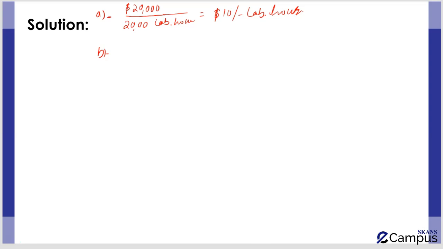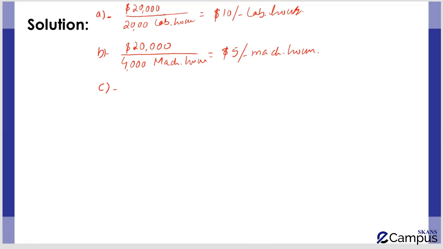In B, we are going to calculate the OAR using the activity level as machine hours. Overheads are $20,000 divided by 4,000 machine hours. So the overhead absorption rate would be $5 per machine hour. It means whenever we work 1 machine hour, then $5 overhead cost will be absorbed.